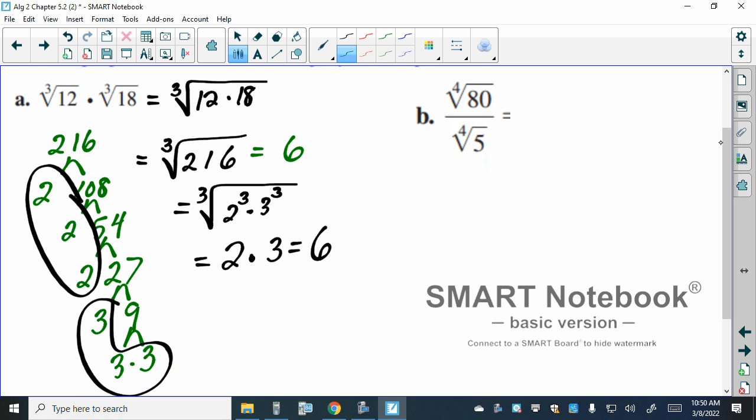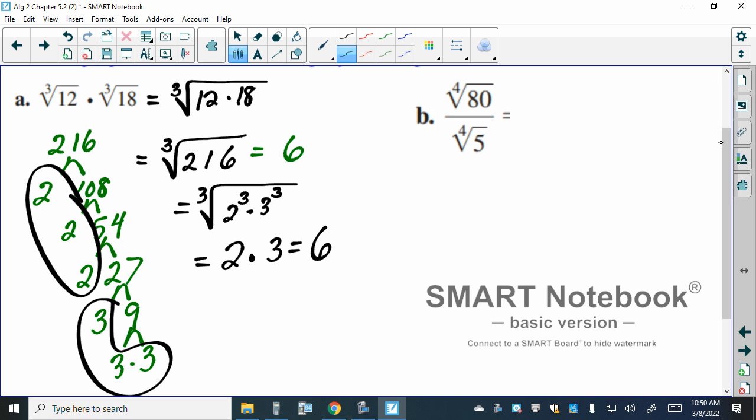Now, when we look at B, we do have a radical in the denominator. We have two radicals actually being divided. And since they both have the same index, we could merge them back into one. But the real key to being able to do that, or actually wanting to do that, is looking to see, are the numbers inside the radical actually divisible? Will 80 divide by 5 evenly? Well, yes. That is the main key for us wanting to put them back together.